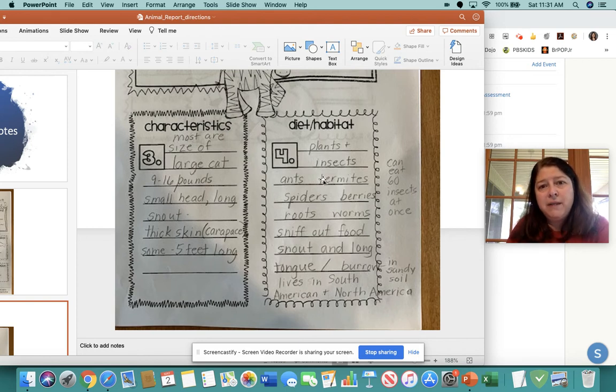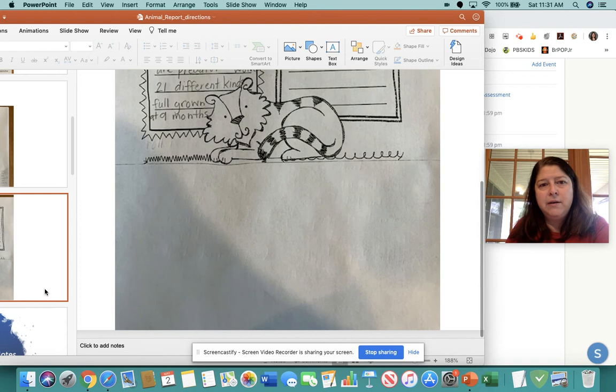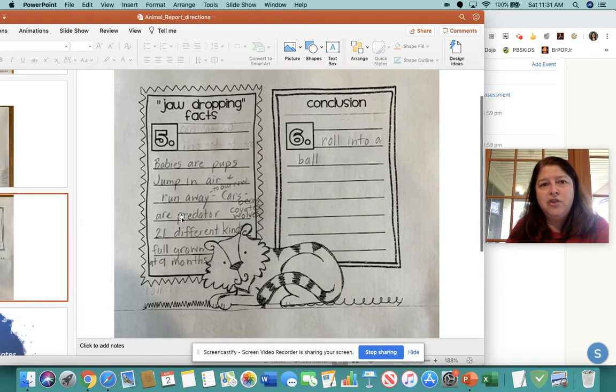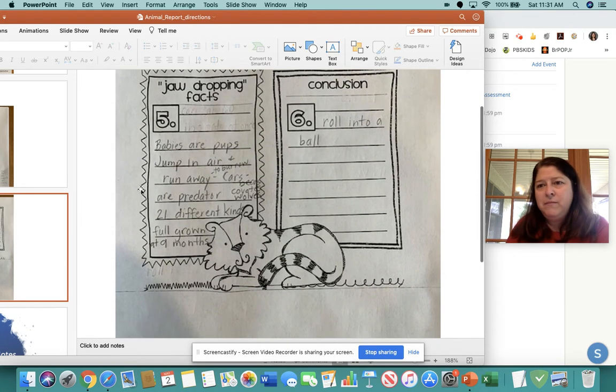So you can see I was able to take notes about their diet. I found out they eat lots of different things, okay. Let me go to my next slide here. My next slide was just the differences. Jaw-dropping facts are going to be just some things that you kind of go, wow, when you read them, okay. I found out their babies are called pups, and I think that's interesting because since they are the size of large cats, I kind of thought maybe they would be called a kit or something like that. They can jump in the air and then they run away and they run into their burrow, and that's when they're scared or they're being chased by a predator.